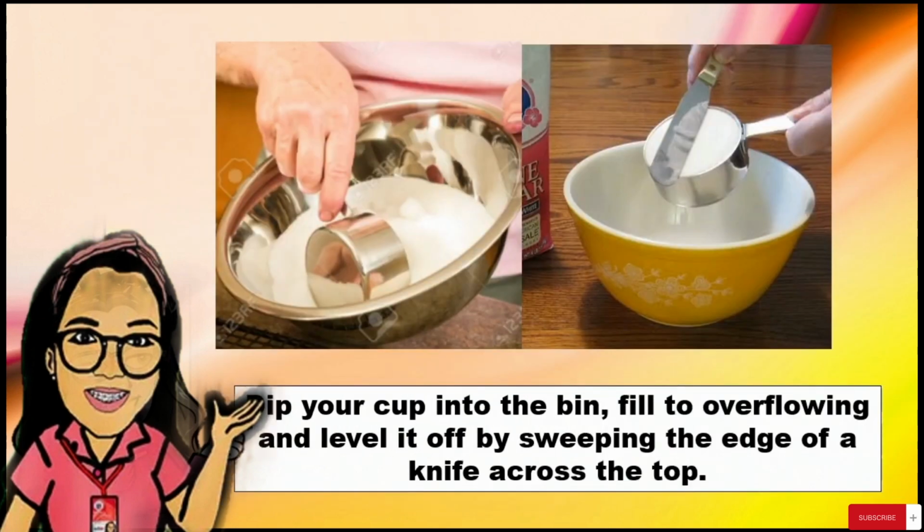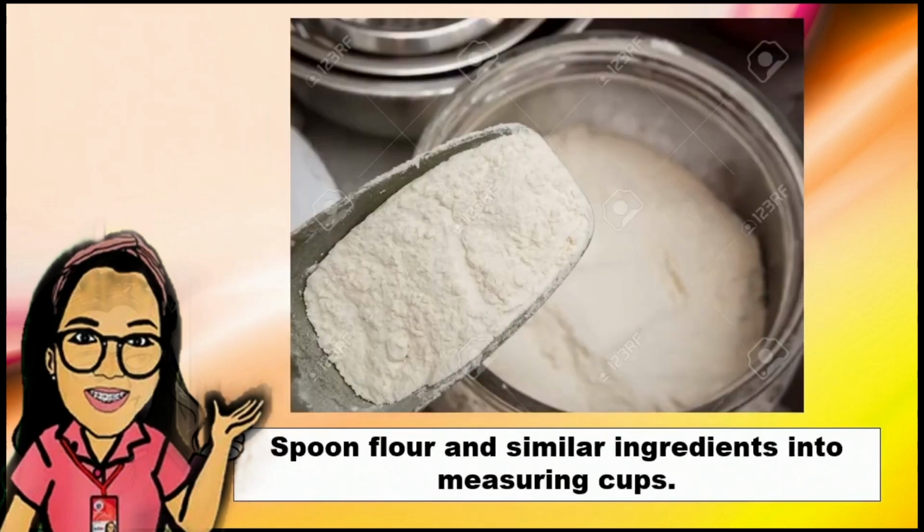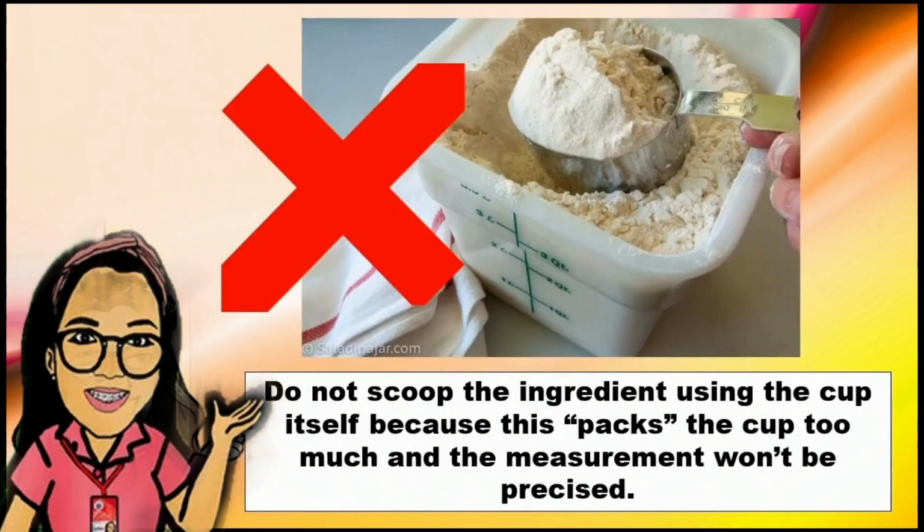So, how are you going to do that? Dip your cup into the bin. Fill it overflowing and level it off by sweeping the flat edge of a knife across the top. Or you can also use a spatula. Next, spoon flour and similar ingredients into measuring cups. This you got to remember.